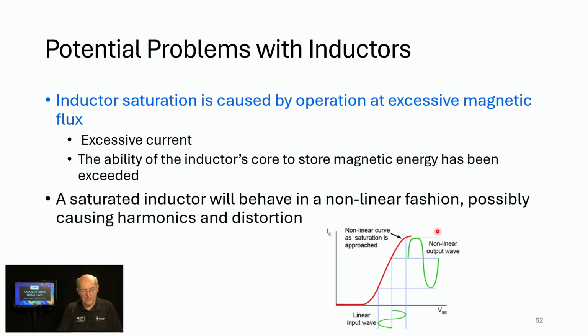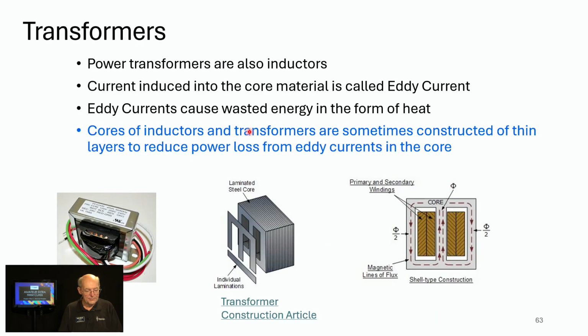So I've got a curve shown here where this is the linear part of the curve, but if we're passing too much current, that will flat top the signal. That nonlinearity can cause harmonics and distortion. So these are all design considerations, and again, your radio manufacturer has taken those into account.